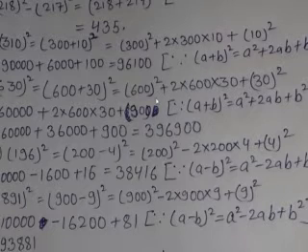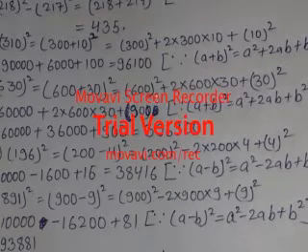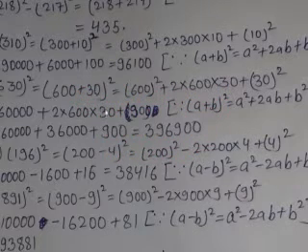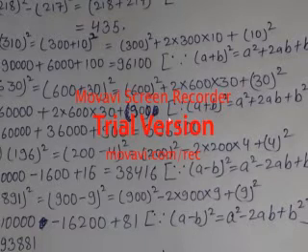So 600 whole square means what? 600 into 600, 6 sixes are 36 and four zeros will be there. That means 3,60,000 plus 2 into 600, in place of a there is 600 and in place of b there is 30. So 2 into 600 into 30 is 36,000, plus I had written 900. That means why 900? 30 square is 900. 30 into 30, 3 threes are 9 and two zeros it becomes.